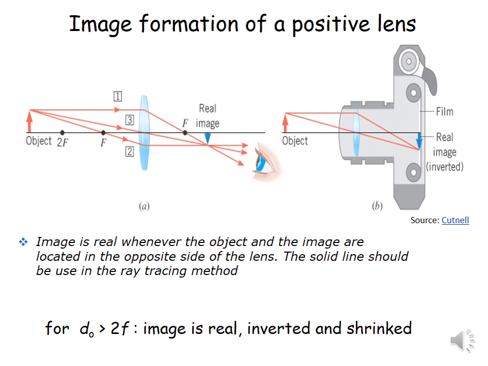This is the image formation from a positive lens. For example, the lens here is coming from the camera. This is the analog camera. It's not the digital camera.